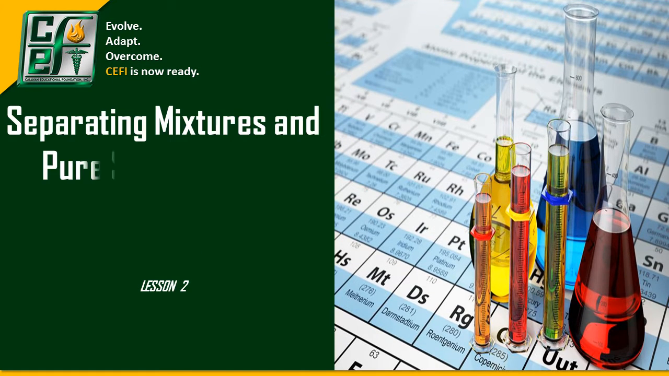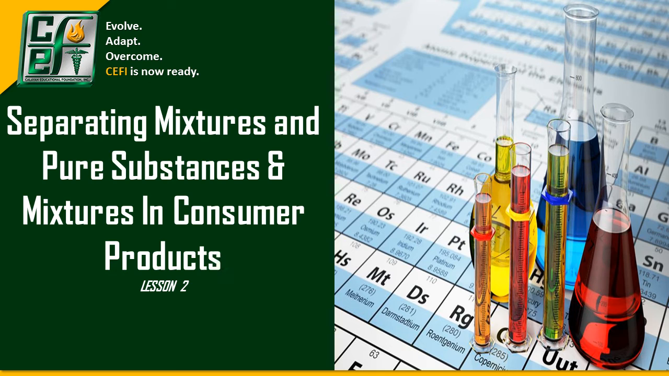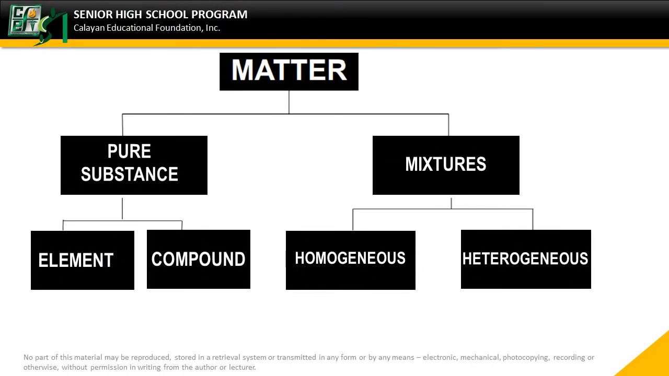In Lesson 1, you have learned about the properties of matter, physical and chemical, as well as intensive and extensive properties. Your understanding of these concepts will be used to learn how the different forms of matter are classified. For our next lesson, we have separating mixtures and pure substances and mixtures in consumer products. So let's begin. Matter can be classified into two types, pure substances and mixtures.